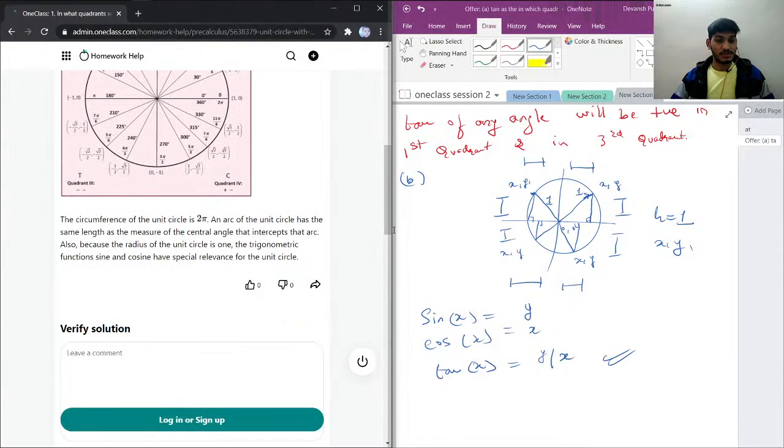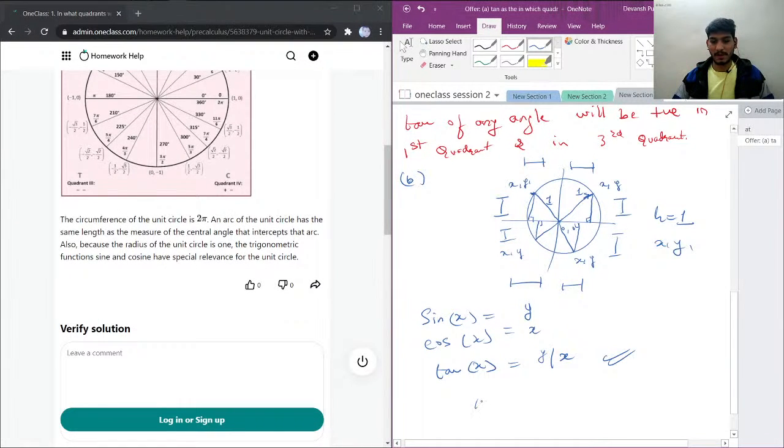The circumference of the unit circle is 2 pi, so yes, that is true. Basically pi is the ratio of the circumference of a circle to its diameter. So we get circumference as 2 pi r, and this r is 1 here, so we get 2 times pi.